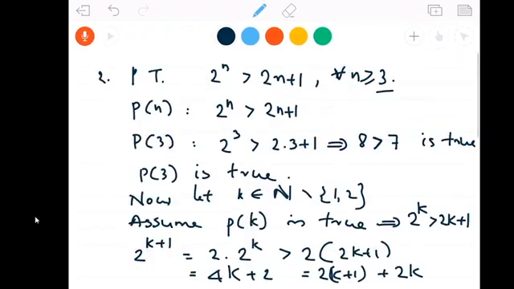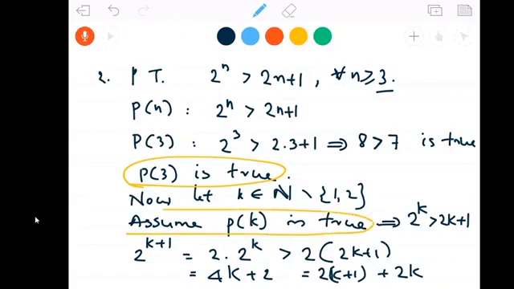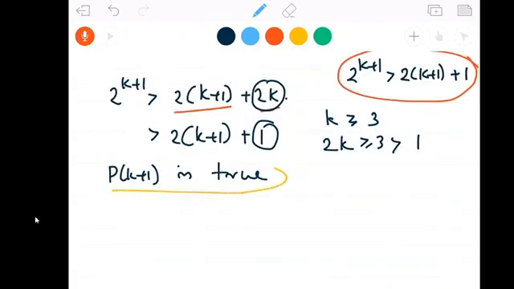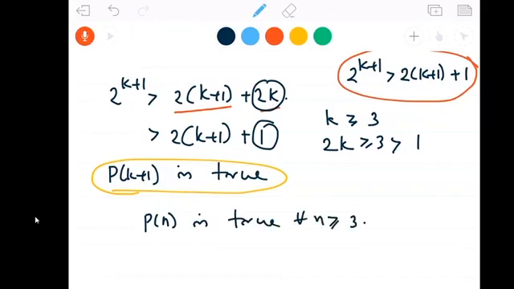This means P(k+1) is true. So what all things we have proved? We have proved P(3) is true. We assumed P(k) is true, and we proved P(k+1) is true. Therefore, by mathematical induction second version, we can say that P(n) is true for all n greater than or equal to 3. That means 2^n is greater than 2n plus 1 for all n greater than or equal to 3. Okay, this is how we are using mathematical induction to prove statements regarding natural numbers.